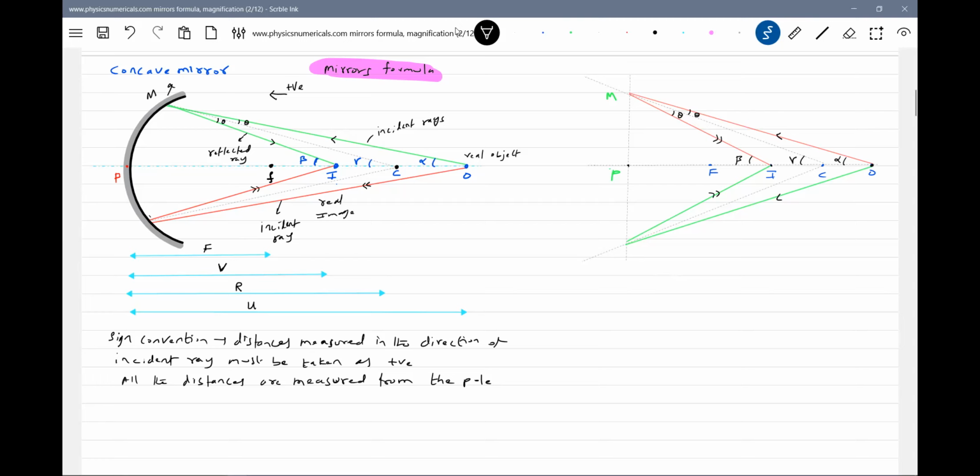Then let's get into the triangle CMO. In the triangle CMO, gamma should be equal to alpha plus theta. So first of all, what are alpha, beta, gamma? What is theta? Theta here, the angle of incidence, should be equal to the angle of reflection, and this will be the normal. Then what are alpha, beta? Angle made by the incident ray with the principal axis. This is the principal axis.